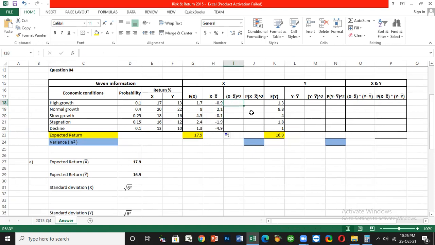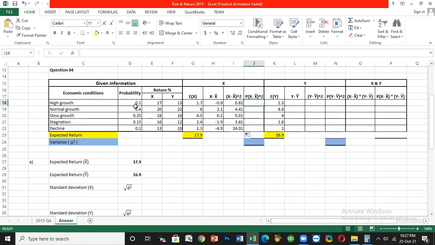The second step is X minus X bar squared. So minus 0.9 squared equals 0.81. So 0.81 is the X minus X bar squared.